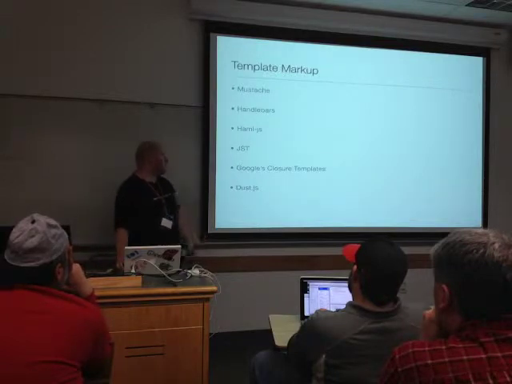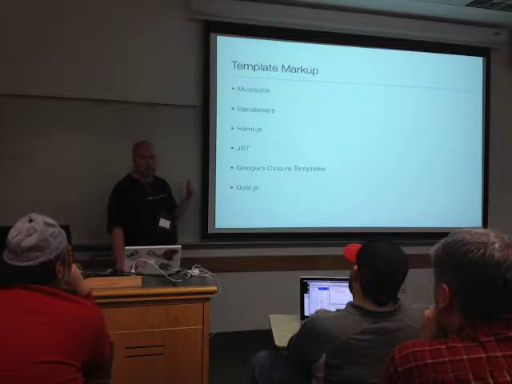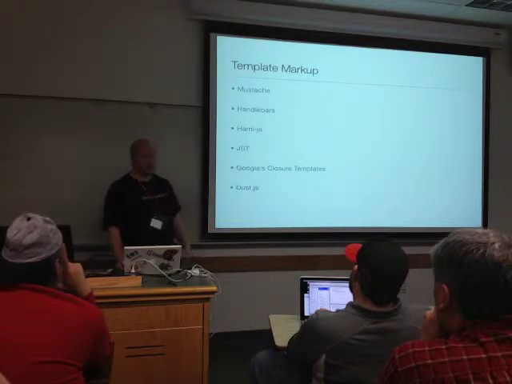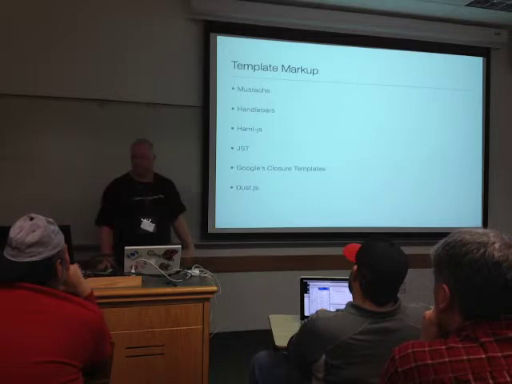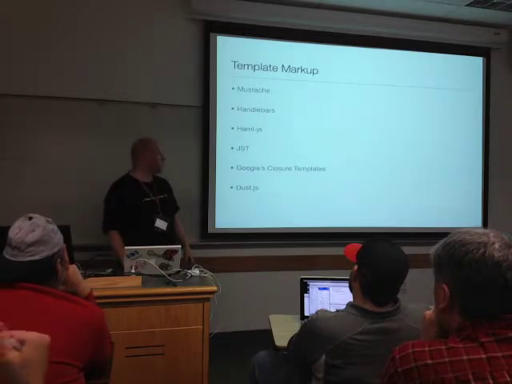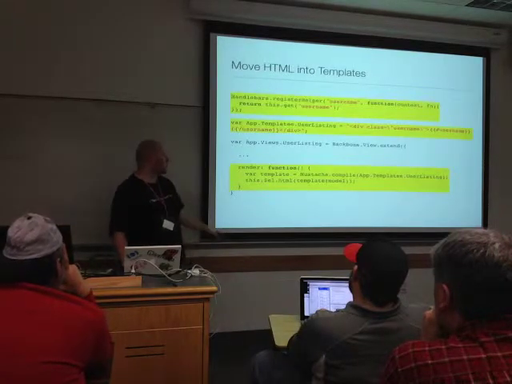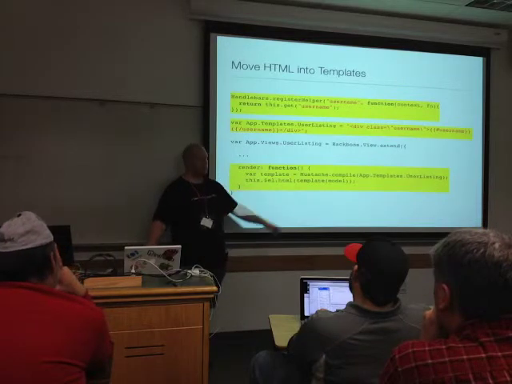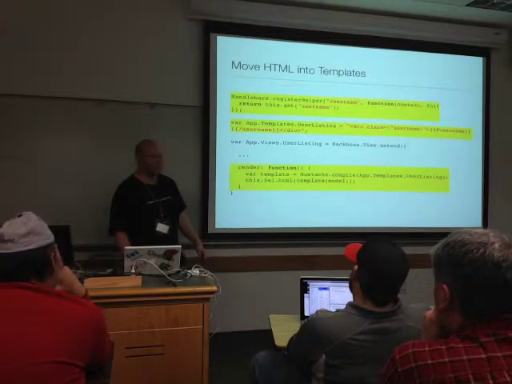JST is a lot like when I showed you the ERB examples. That's what those look like with the triangle braces and the percents. Google's closure templates, dust.js, there are a bajillion more of them. You know, whatever works, you can call whatever you want, because all you're really doing is this kind of substitution in your DOM.